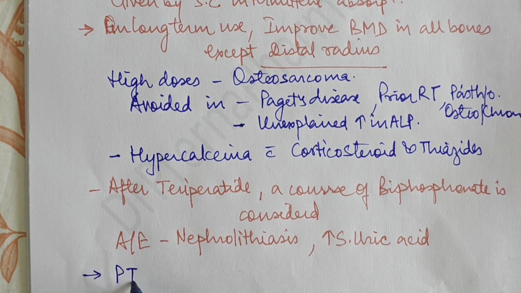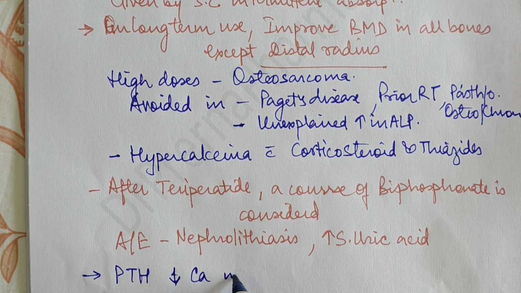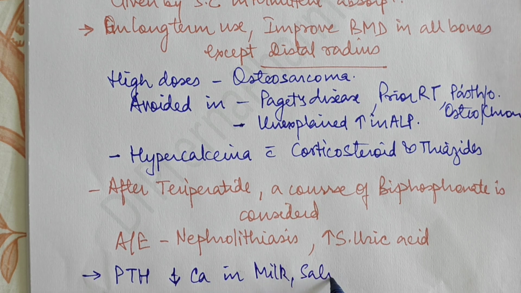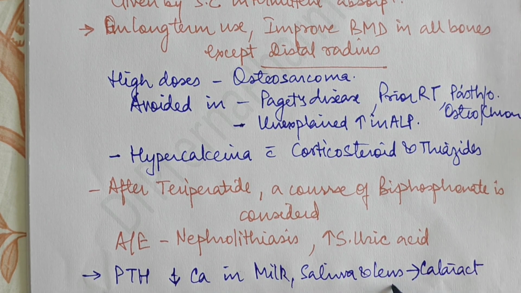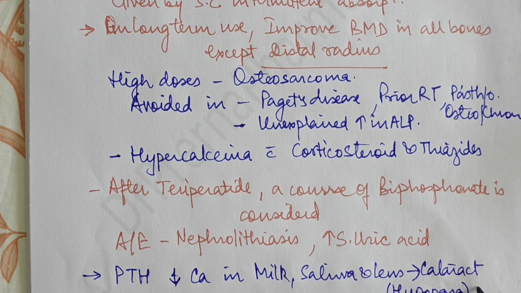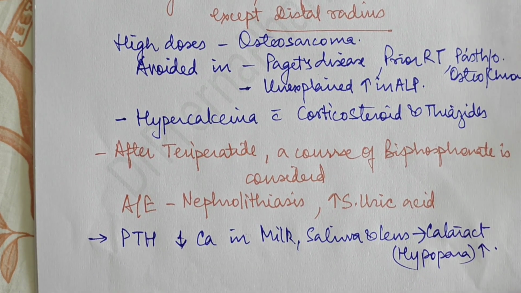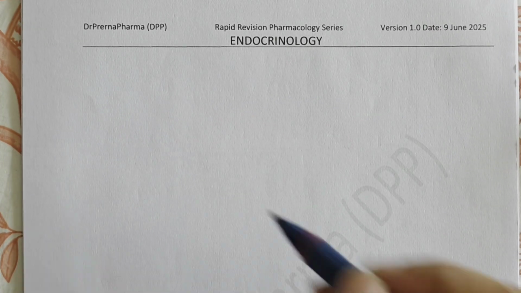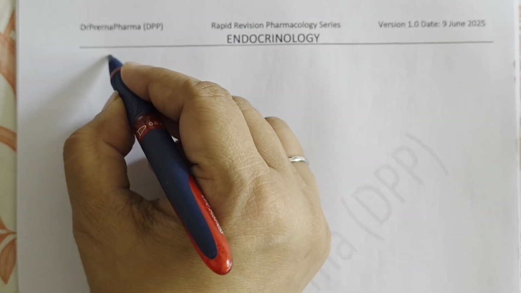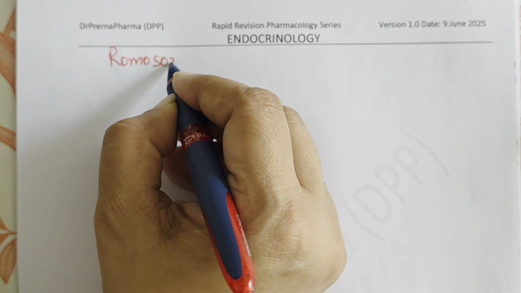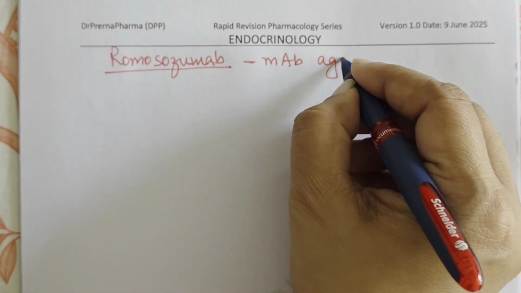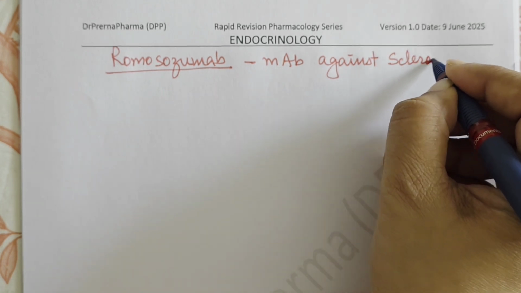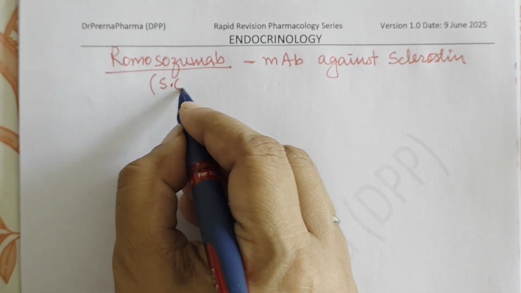Another thing about parathormone: it reduces the calcium secretion in milk, saliva, and lens, and because of that it can result in cataract. Hypoparathyroidism can cause cataract also. Okay? So this was about the parathormone. Now there are some more drugs in the same category, some new drugs which are asked. So the first drug that we'll talk about is romosozumab. Romosozumab is a monoclonal antibody against sclerostin, and this is given by subcutaneous route.